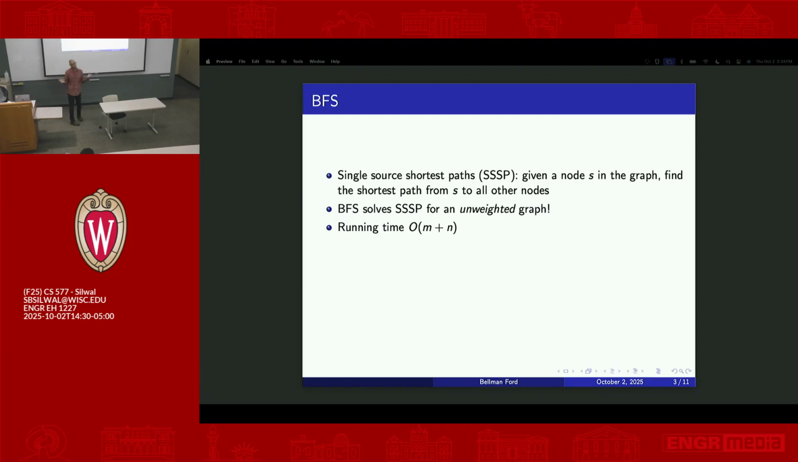Okay, but now we want to handle weights. And this is a non-trivial problem because things that have few hops may not actually be good paths to take, because the weight could be super large.